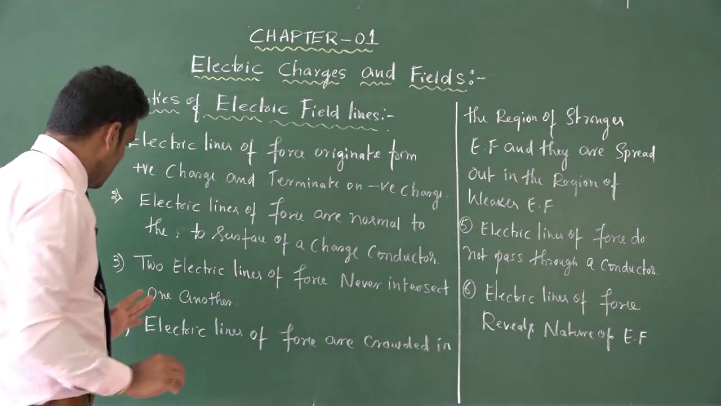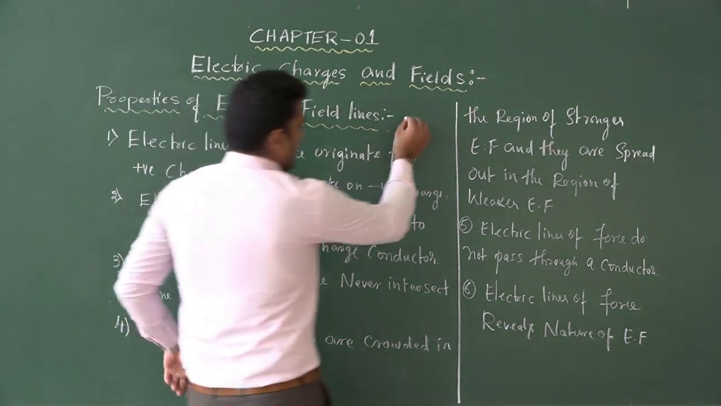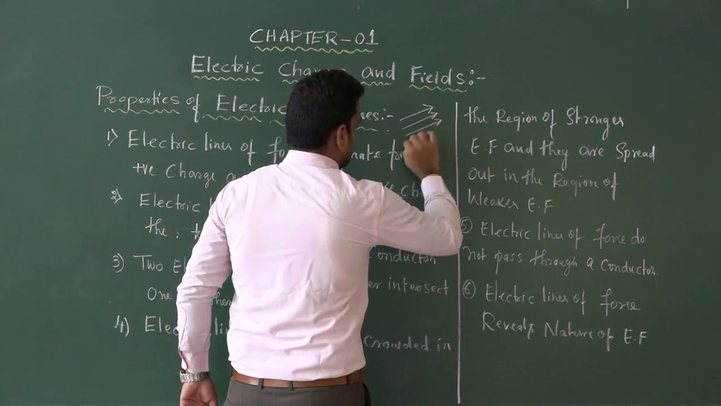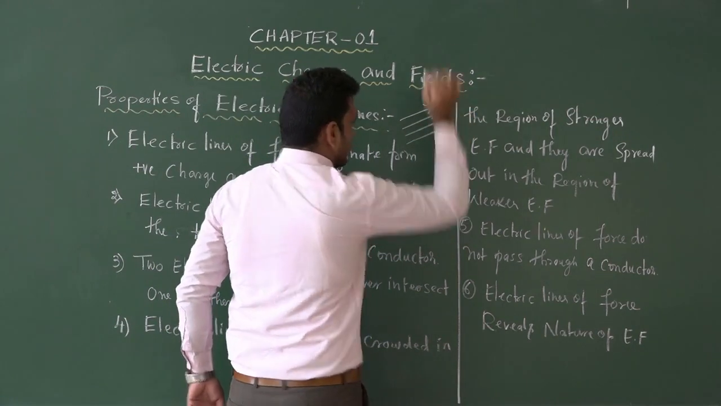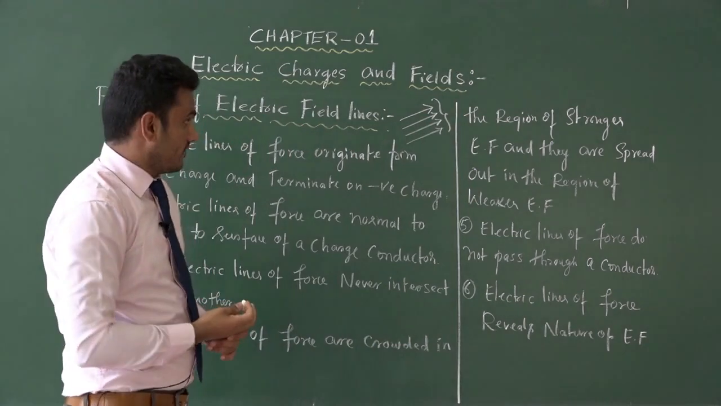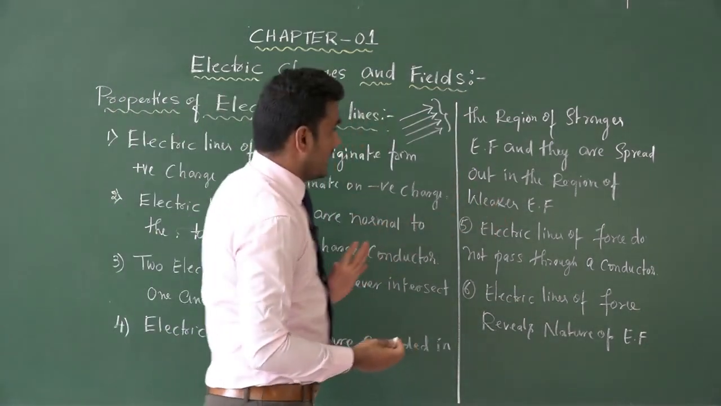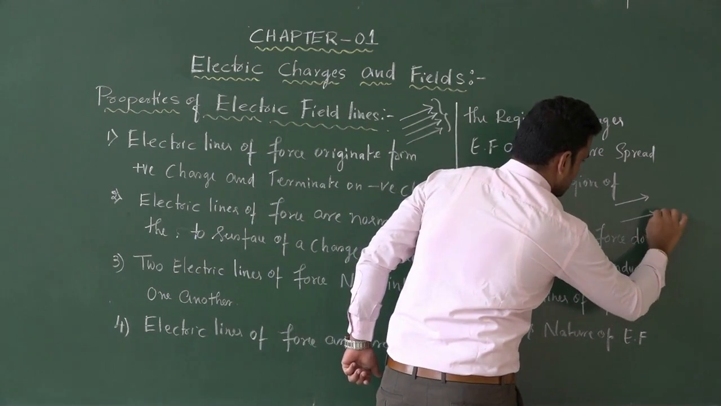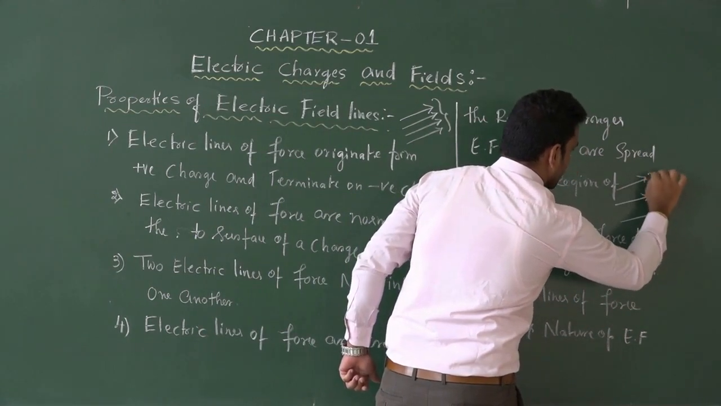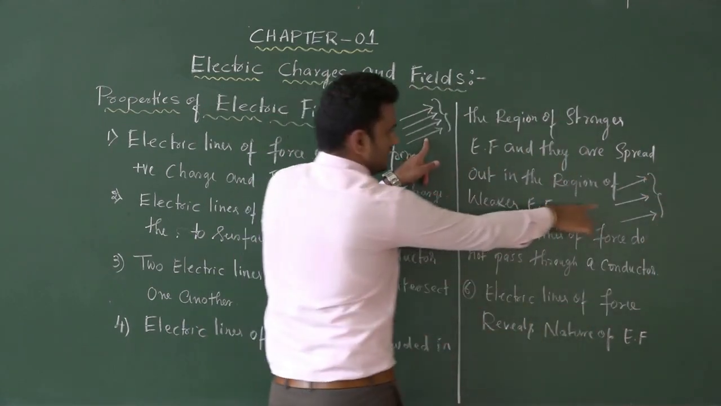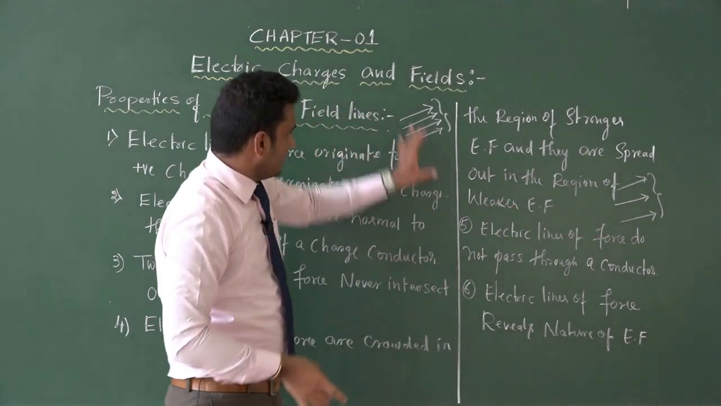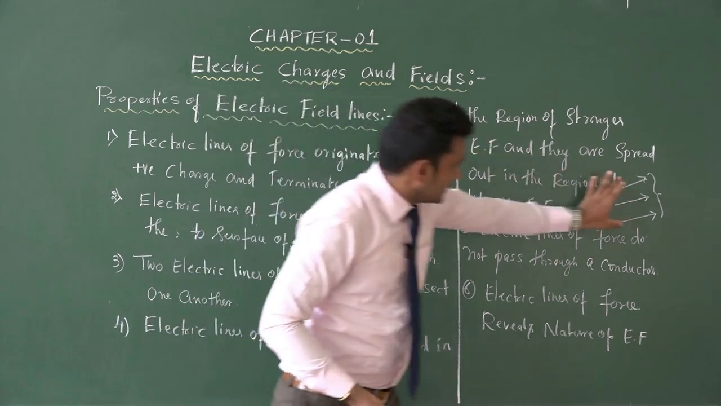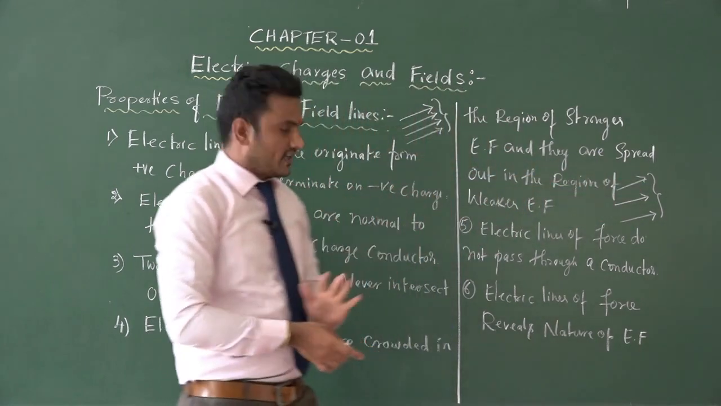For example, if it is a strong electric field, they are crowded like this. They are crowded in the region of stronger electric field. In the region of weaker electric field, they are spread out. I'll write here like this. They are spread out. Look at the difference. They are crowded in the region of stronger electric field. They are spread out in the region of weaker electric field.